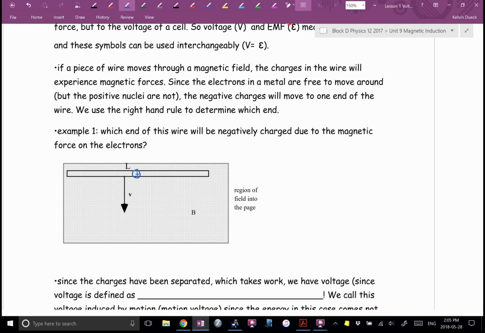You're right, Caleb. To the right. What side of the bar will become negatively charged? To the left. So we've just figured out a way to separate charge, like in a battery, by moving something. This side will become positive. This side will become negative.